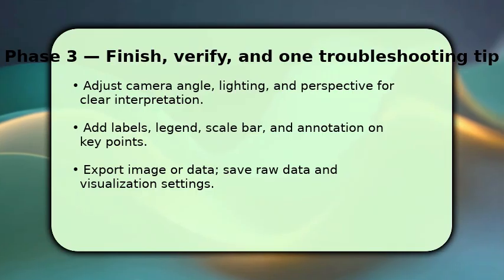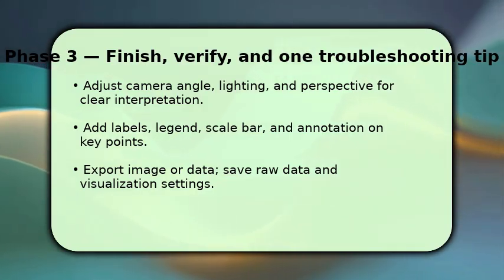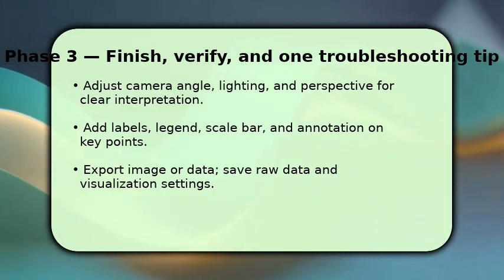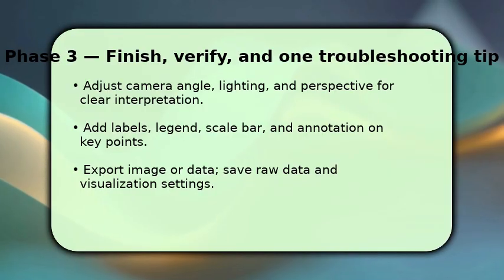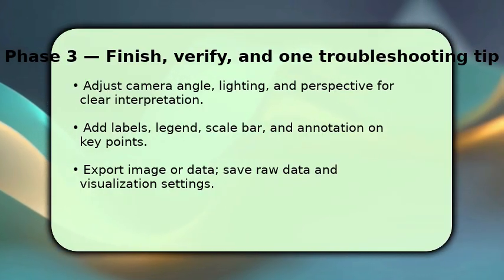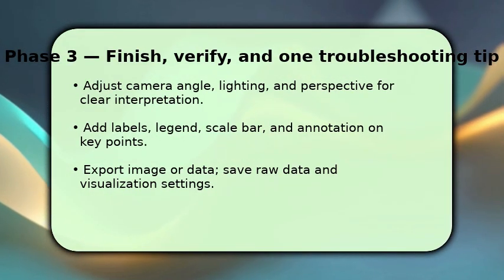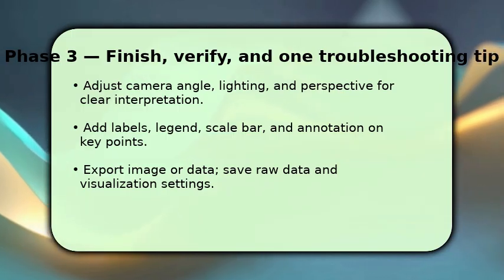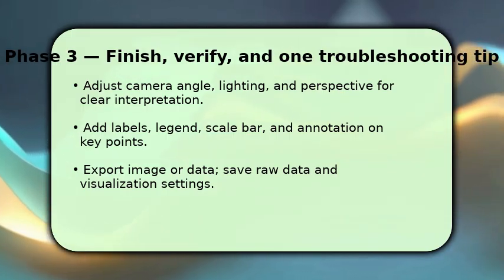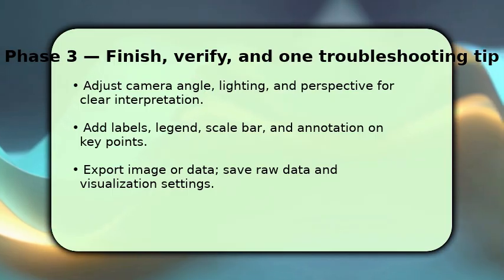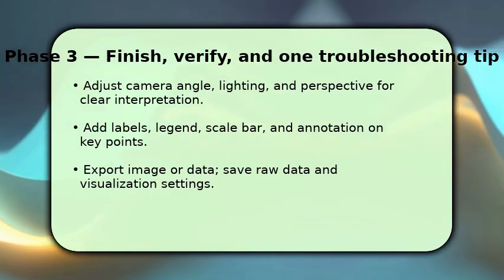Rotate the view and tweak perspective until relationships are clear, then add labels, a legend, and annotations so others understand axes and units. Check lighting and marker contrast for print or presentation. Finally, export a high-resolution image and save your data plus visualization settings. This preserves reproducibility. If something looks wrong, a quick troubleshooting tip.